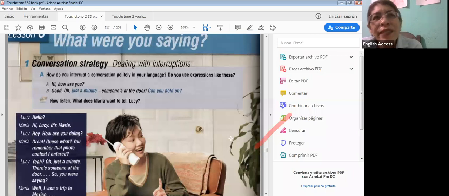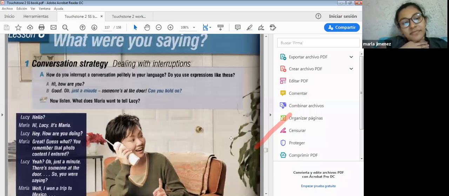So let's think about some expressions that we use in Spanish. When you're having a conversation with a friend, but you have to interrupt the conversation, what expressions do we use in Spanish when we want to interrupt a conversation?